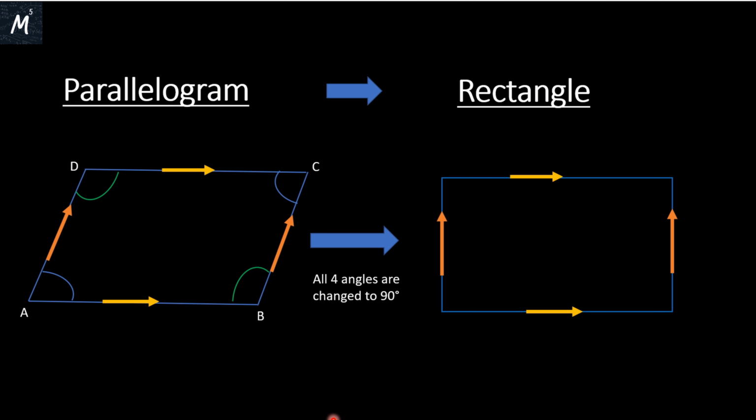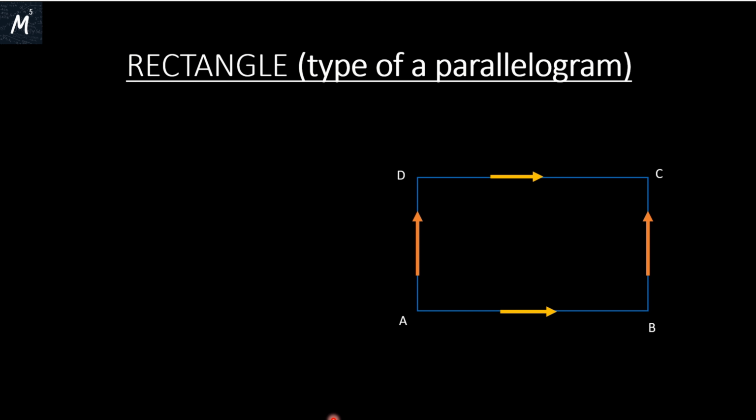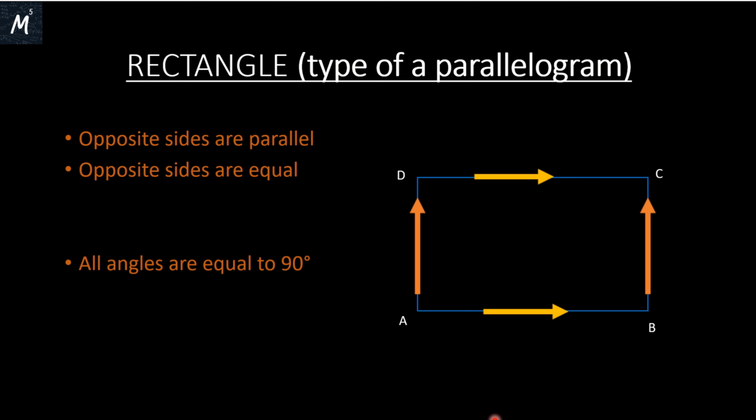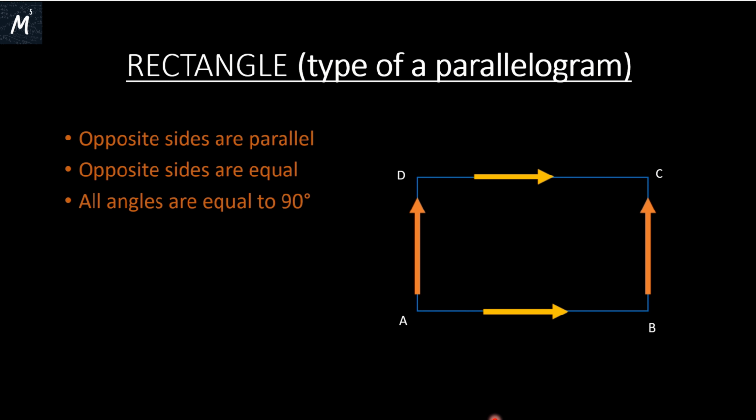So let us understand the rectangle in detail. The first thing we need to remember is it is a parallelogram only. So a rectangle is a type of parallelogram in which opposite sides are parallel. Same thing. AB is parallel to DC, AD is parallel to BC. Opposite sides are equal. So AB and DC are equal, AD is equal to BC. Same as the parallelogram. All angles are 90 degrees.